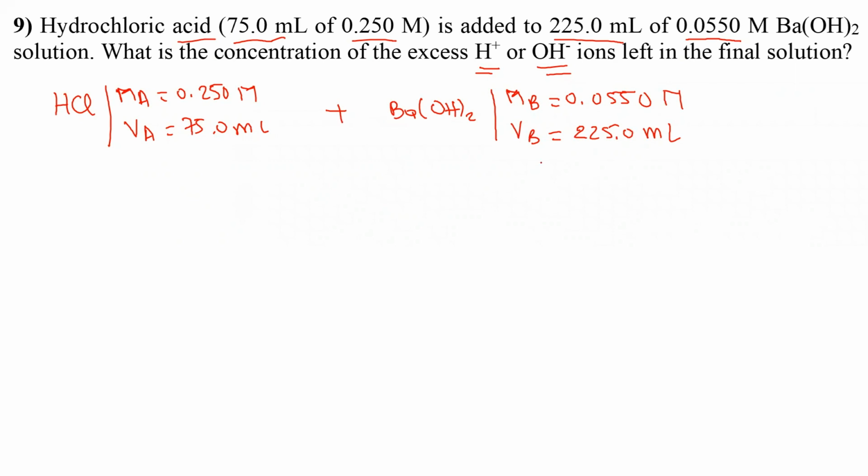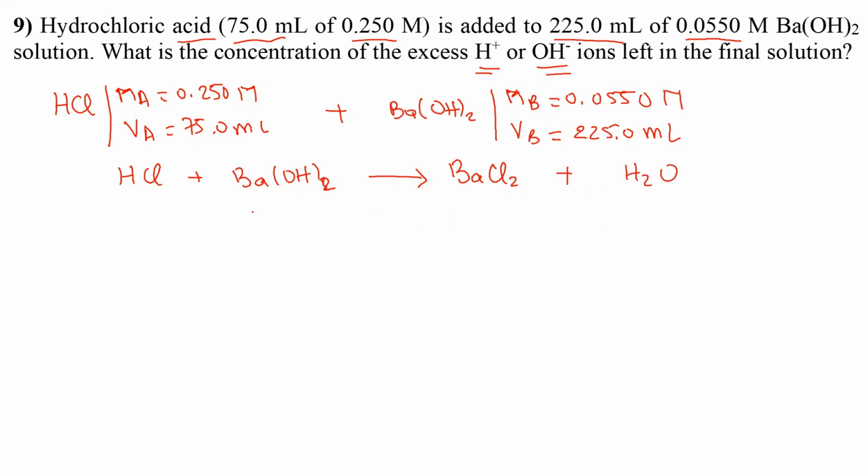And we need to know actually which reactant will be the excess reactant, and then you can know what is left. Okay, now let's write our chemical equation. HCl plus barium hydroxide 2 times will give barium chloride, okay, plus water.